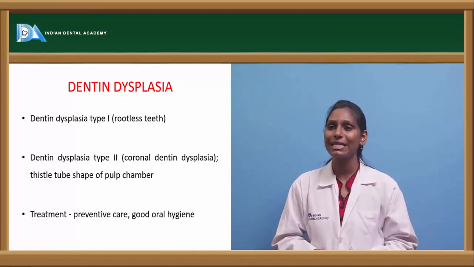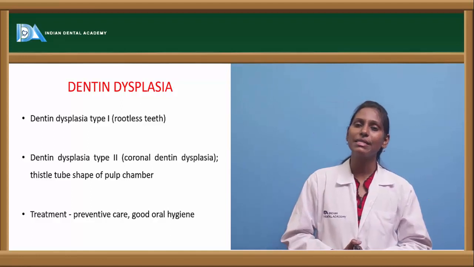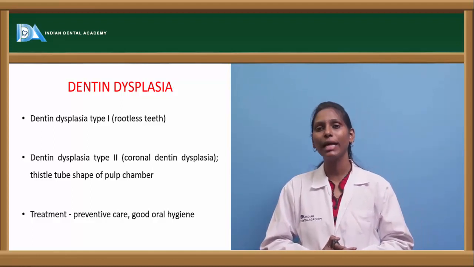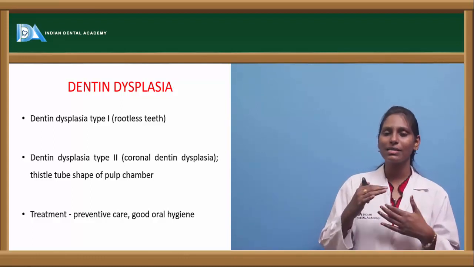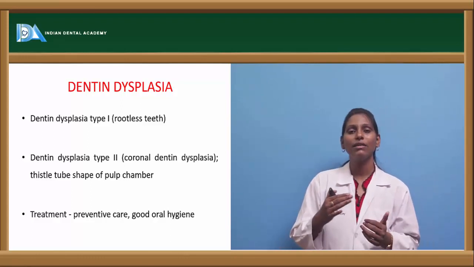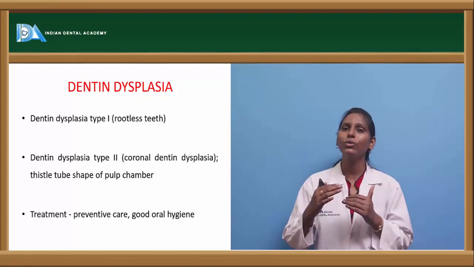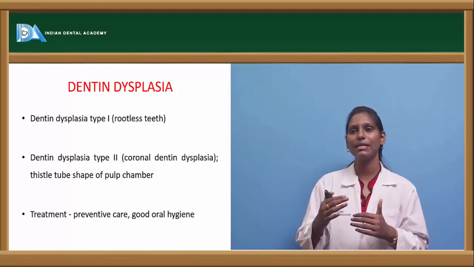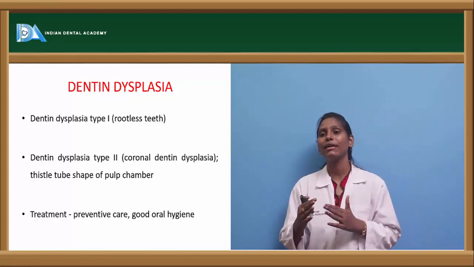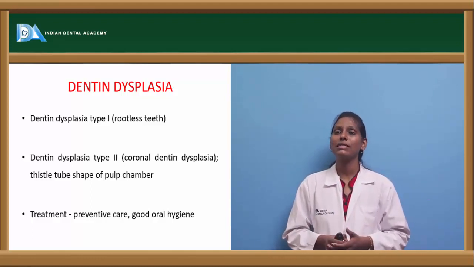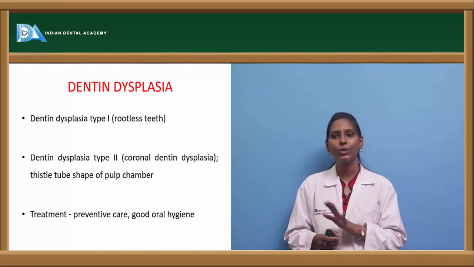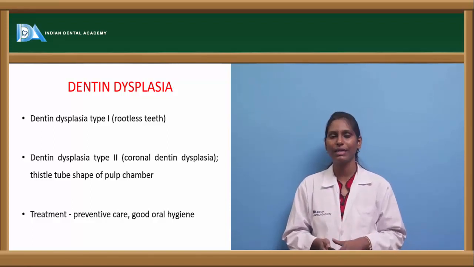And we have something called dentin dysplasia. In dentin dysplasia, we have two types, type 1 and type 2. Type 1 dentin dysplasia is rootless teeth, also called radicular dentin dysplasia, where the root is involved, whereas type 2 is also called coronal dentin dysplasia. In coronal dentin dysplasia, we see a thistle tube appearance of the pulp chamber, and the treatment for dentin dysplasia is usually preventive care, and good oral hygiene has to be taken care of.